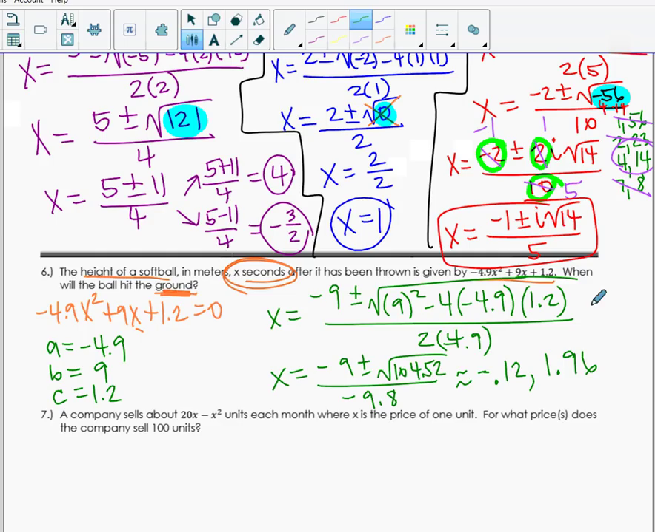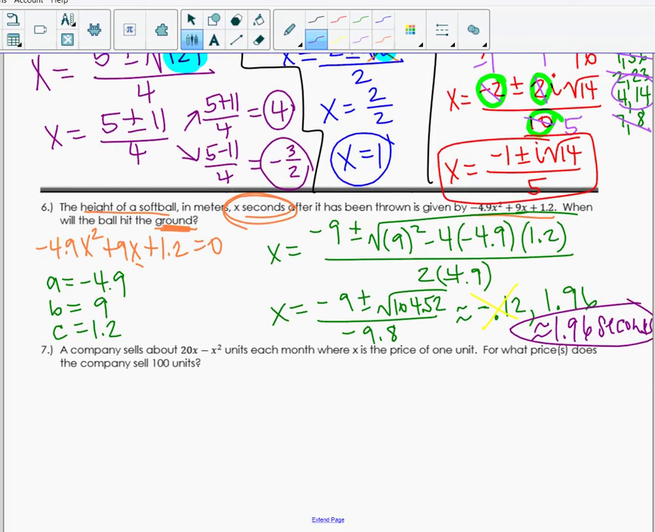Now, keep in mind, we were supposed to get 2 real answers, which we did, right? You don't have any imaginaries there. Keep in mind, though, this says x seconds, so we're going back a few units. Which one doesn't make sense? You're never going to have negative 0.12 seconds. So your answer for how long it's going to take for the ball to hit the ground is about 1.96 seconds. Okay, sorry, that's really sloppy, but you guys get it.